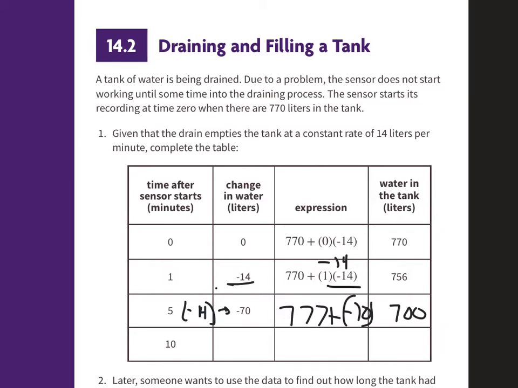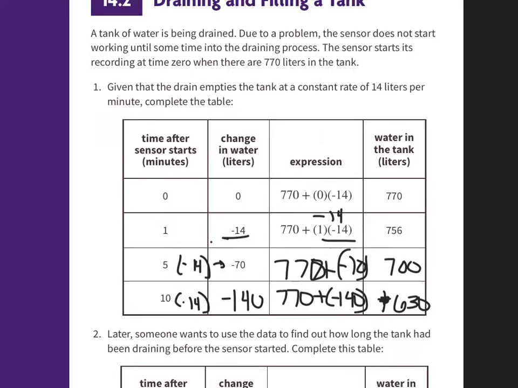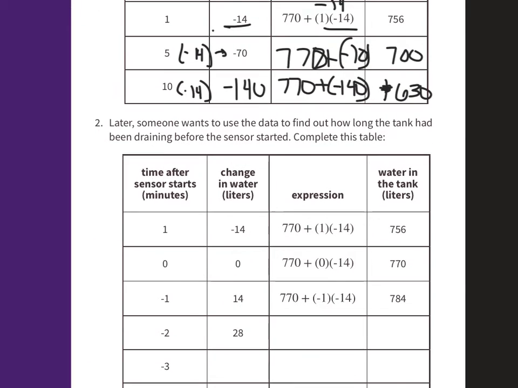And then 10 minutes, 10 times negative 14. 10 times negative 14 is negative 140. So we're just going to go 770 plus negative 140, and we get positive 630. Okay? Later, someone wants to use the data to find out how long the tank had been draining before the sensor started. Complete the table.